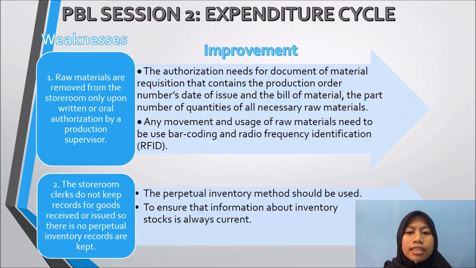raw material handling activities. Next, the second weakness is the storeroom clerks do not keep records for goods received or issued, so there is no perpetual inventory records kept. This will cause inaccurate inventory records that can result in stockouts that lead to low sales or to carrying excess inventory that increases costs. So, to reduce the risk of these problems, the perpetual inventory method should be used to ensure that information about inventory stocks is always current.